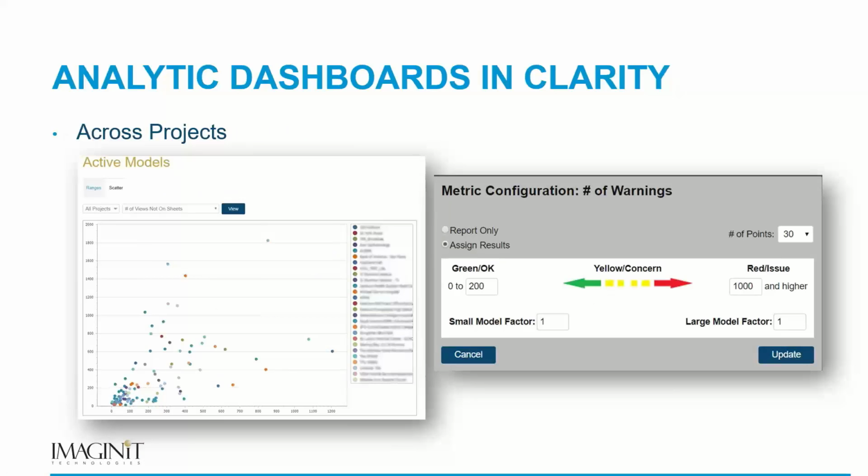We can look across projects. So once you've gotten a bunch of projects into Clarity and you've run metrics against them, you can start looking at different metrics and saying, what's typical for my company? And so looking at this particular metric, you can see, well, okay, there's a bunch that are down in this area, and so that's sort of typical.